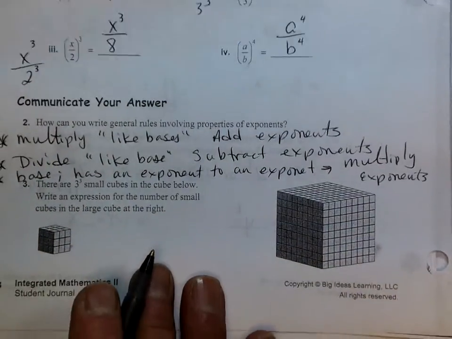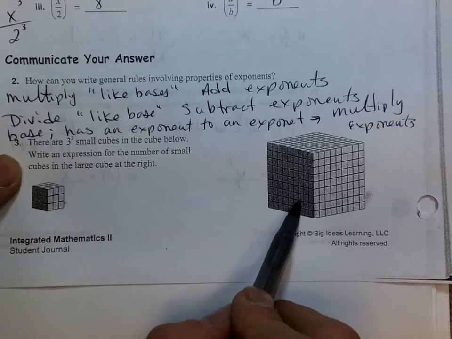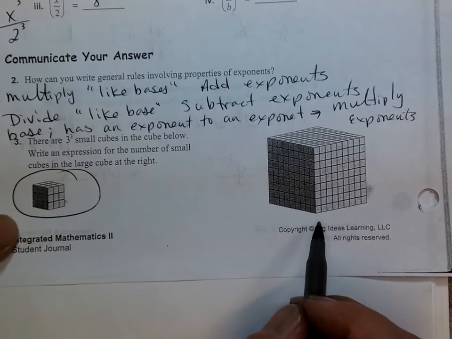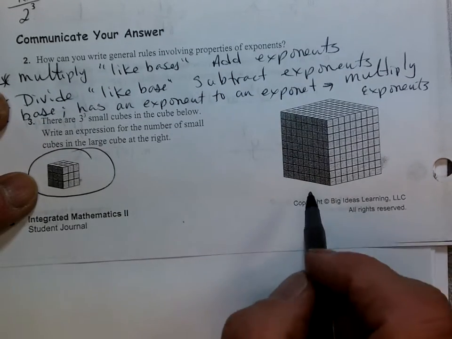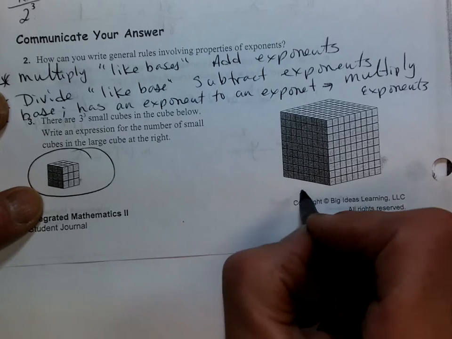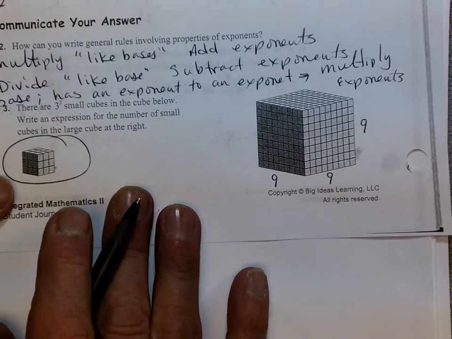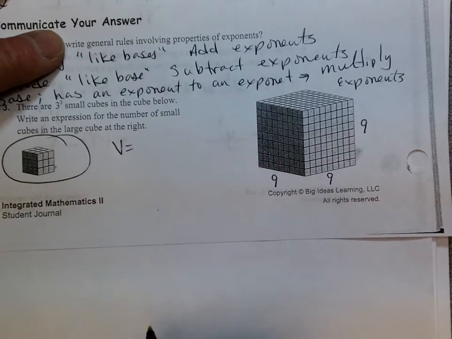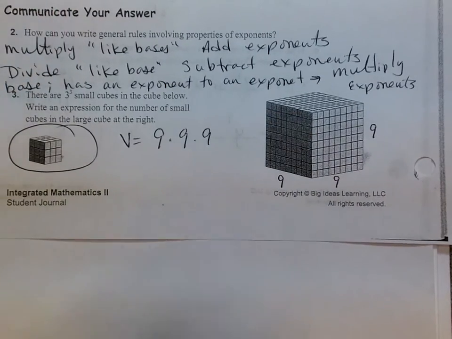All right, number 3. There are 3 cubed small cubes in the cube below, okay? So there's 3 of these in this cube below. Write an expression for the number of small cubes in the large cube at the right. So 1, 2, 3, 4, 5, 6, 7, 8, 9. So it's 9 by 9 by 9, right? You guys agree with that? So the volume of this would be 9 times 9 times 9, right? How am I doing?